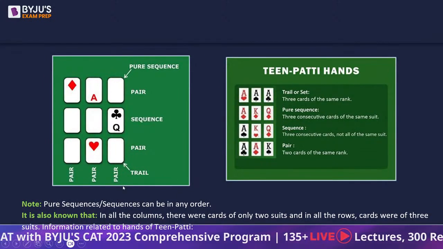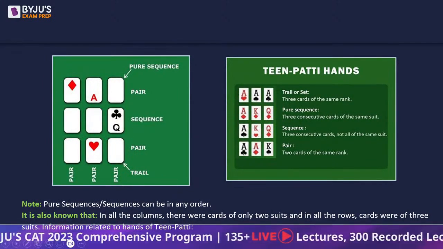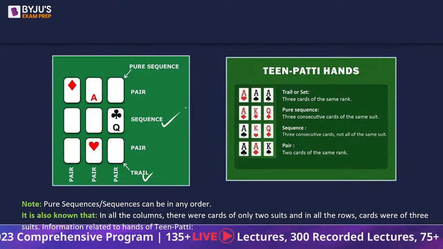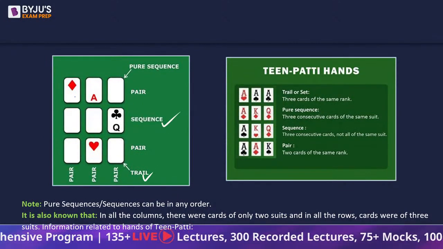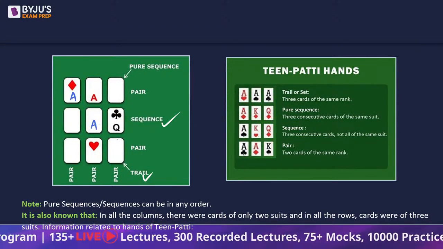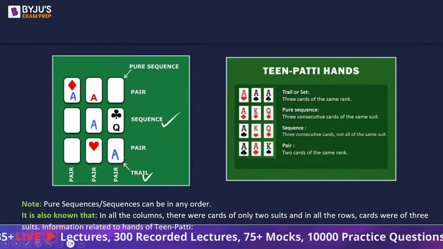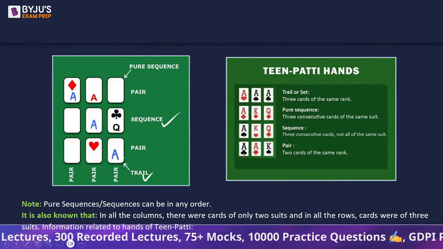So we can't have queen here throughout. Now we are again looking at trail and sequence. Next, is it a possibility to have ace, ace and ace? Yes, it is very much possible.